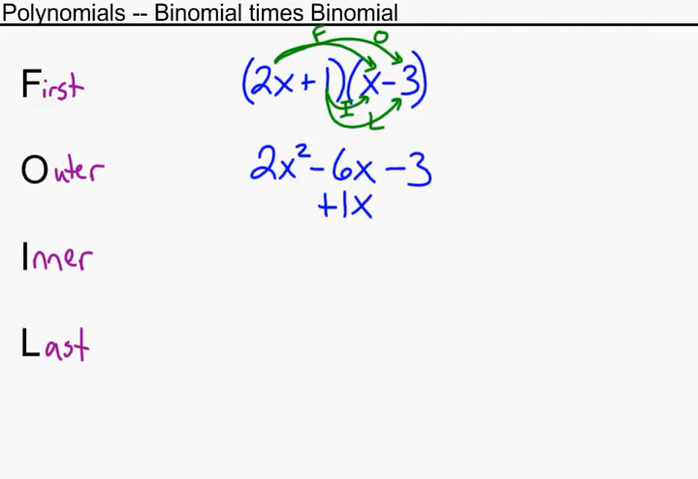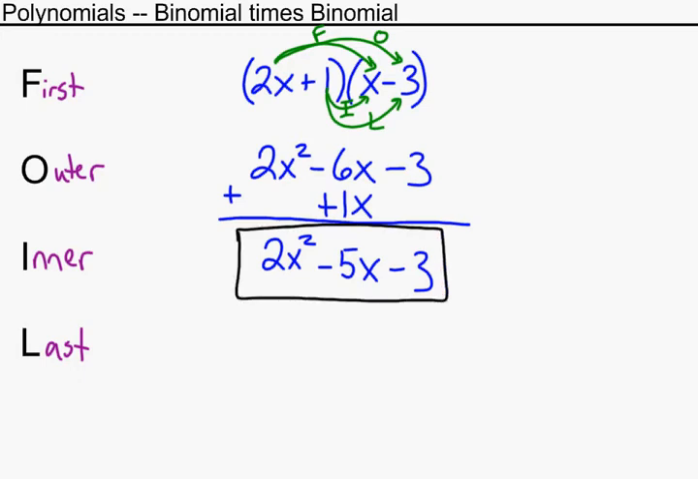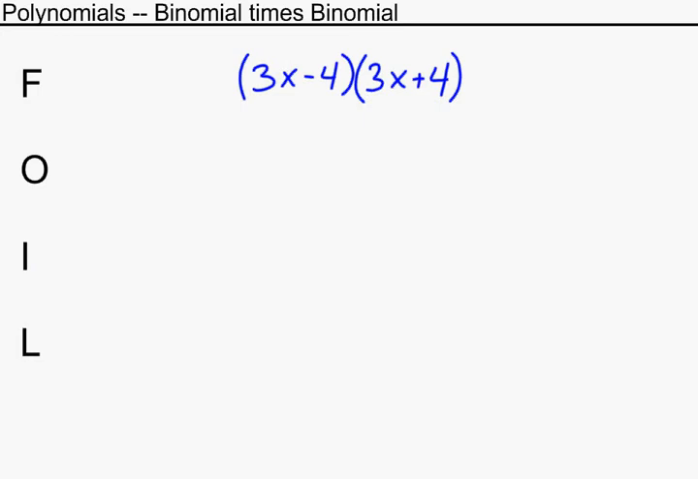So I come down here to what I just FOILed out, what I just distributed, and I'm going to add everything vertically. So when I add straight down, I get 2x squared, combine like terms, minus 5x, and minus 3. So when I multiply those two binomials, I end up with a quadratic trinomial of 2x squared minus 5x minus 3. If I look at a second example and continue this idea of distribution, I can think of it as FOIL or distribution. It's going to actually get me the same place.